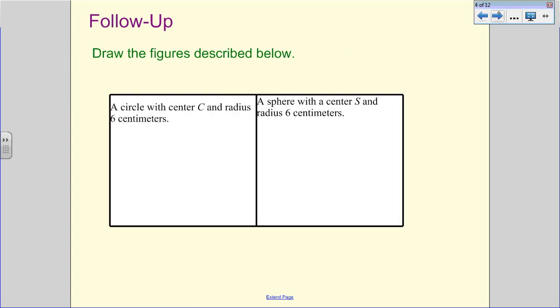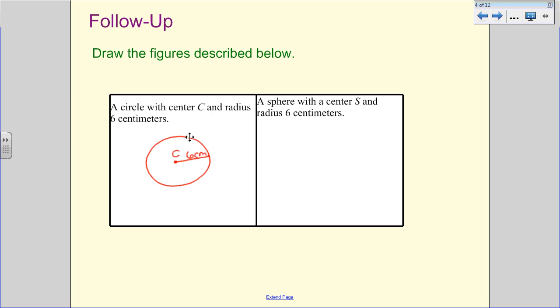All right, now what we want to do is try and draw some figures. So we're going to draw a circle with center C and a radius of 6 centimeters. A circle is just a two-dimensional object. It's a plane object. It has a center C, so I'm going to go to my middle and label it with a C. And then radius, remember radius is the distance from the center to the edge of the circle, to a point. And so we know that this is 6 centimeters.